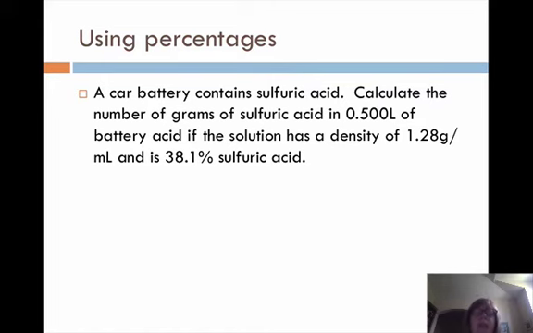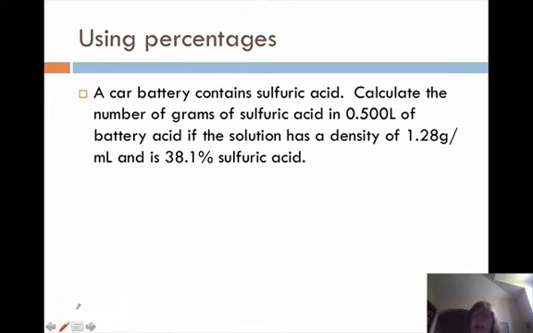So let's go ahead and read this problem. You've got a car battery with sulfuric acid. They would like to know the grams of sulfuric acid in half a liter of the battery acid. So we're looking for grams, and they give us a density of the solution, but only 38.1% of the solution is sulfuric acid. The only thing new that we're adding here is this percentage.